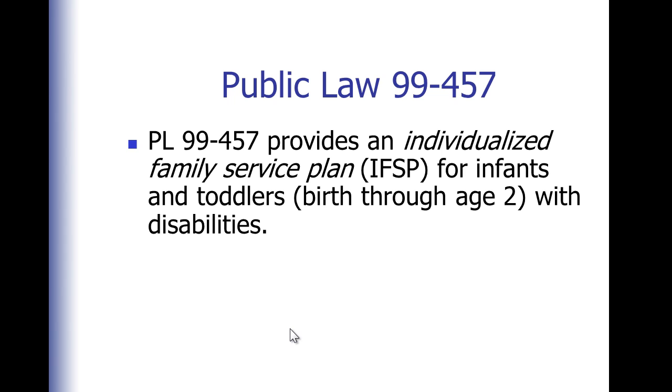A family service plan. These are the ones from 0 to 3, birth to 3. Know this number, it's on the test: what is 99-457? It is the family service plan, birth through age 2. Well, I said 3, but it's before they go on to the IEP.